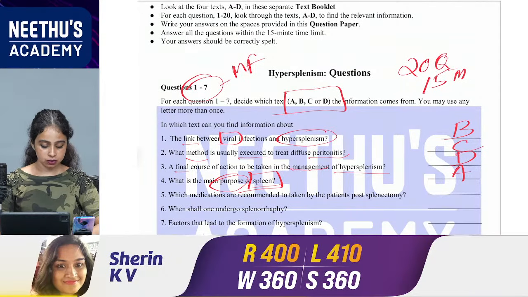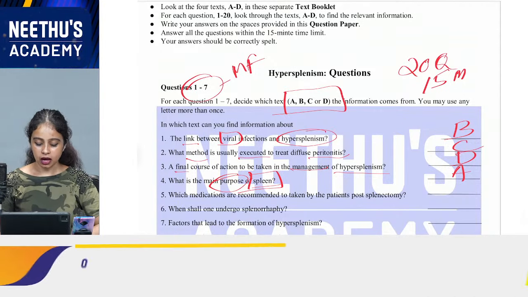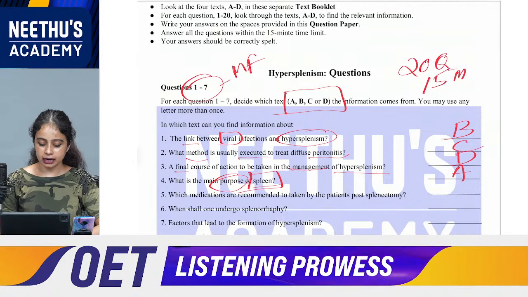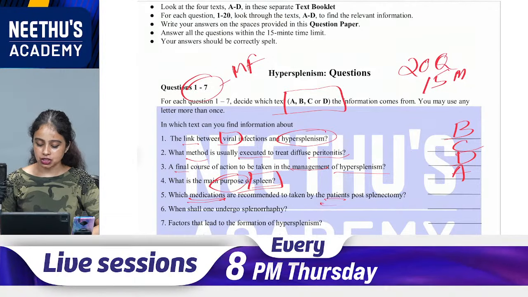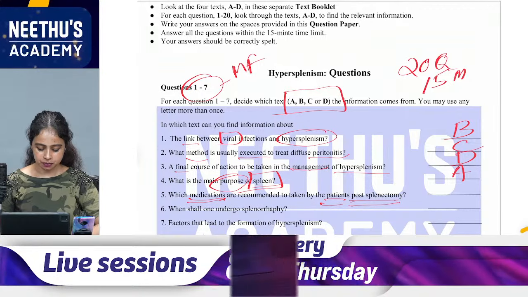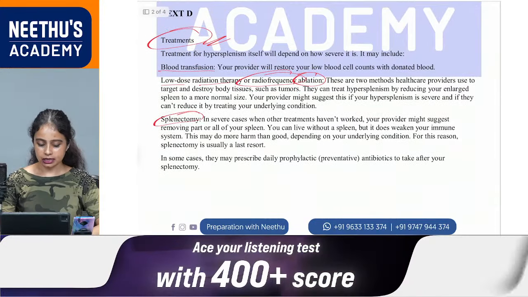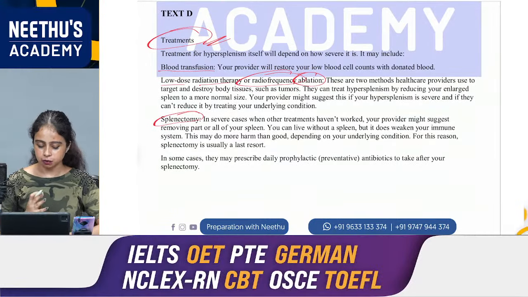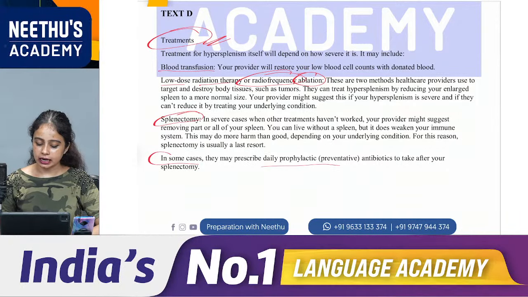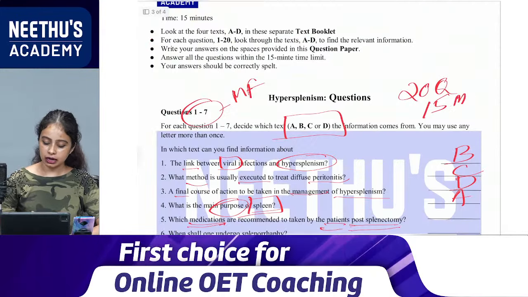Then the fifth one. Yes, JC, text A. Which medications are recommended to be taken by patients post-splenectomy? Medications, then patients, then post-splenectomy. So what is your answer? Fifth one? It is all about the management, right? So what are the medications mentioned here? Any type of medications mentioned? In some cases, they may prescribe daily prophylactic or preventive antibiotics. So that is all about text D.